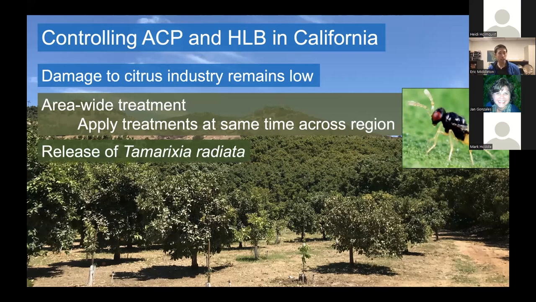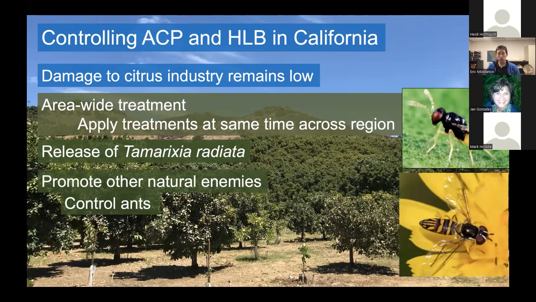Also, we've been releasing Tamarixia radiata. Mark Hoddle has done quite a bit of work on this, looking into this parasitoid, which can be released, preys on the Asian citrus psyllid nymphs, and seems to be more effective than it has been in Florida, where Florida is like relatively low single digits efficacy in terms of how many of the Asian citrus psyllid nymphs are parasitized. Here, it's significantly higher. So it's more, I think, around like the teens or so, but I'm sure Mark could provide a more direct number. So Tamarixia radiata being released seems to be more effective here and is helping to keep Asian citrus psyllid numbers lower.